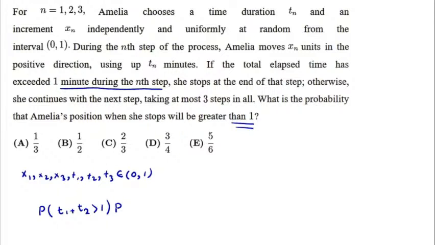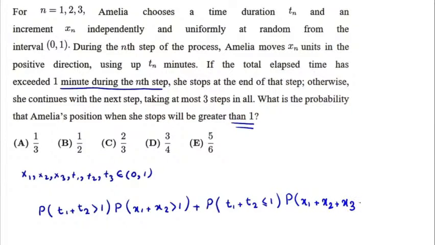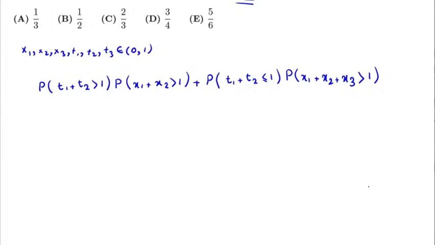And then P of x1 plus x2 also greater than 1, plus P of T1 plus T2 less than or equal to 1, means it stops at the last step, step number 3, but P of x1 plus x2 plus x3 will be greater than 1. We should calculate this. So let's calculate first this part, T1, T2.